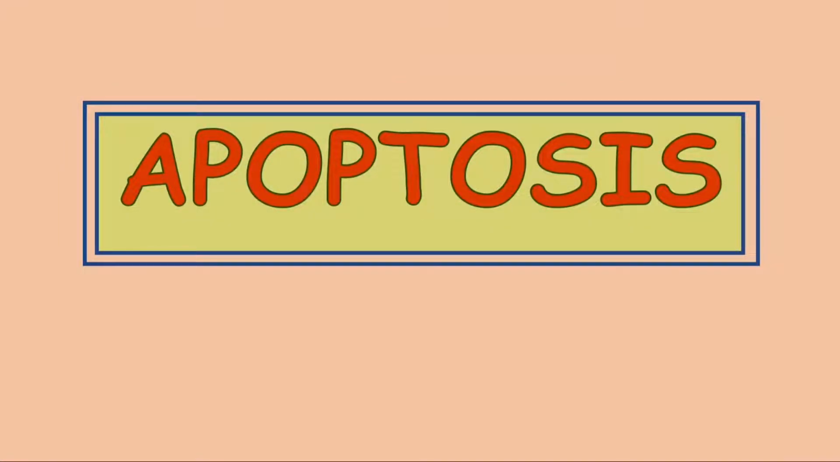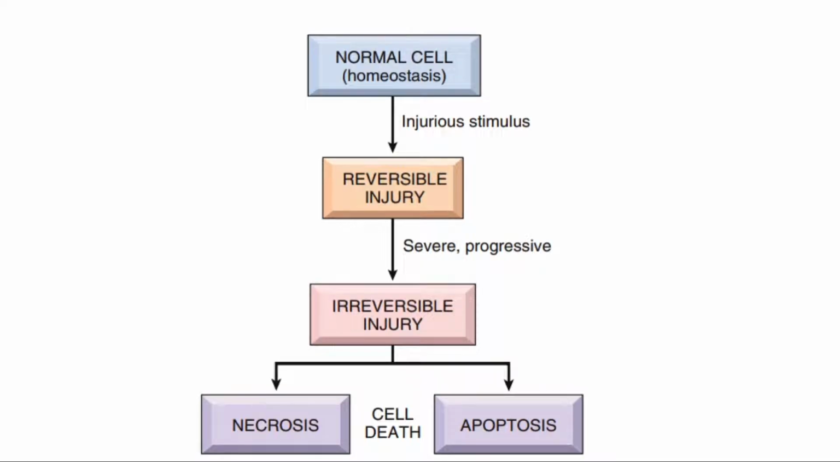Today we are going to study about apoptosis. Before proceeding ahead, we should understand what actually is apoptosis and why does it occur. We all know that a normal cell exists in a state which is called homeostasis, where there is maintenance of constant internal environment of a cell, and this is the healthy state of a cell.